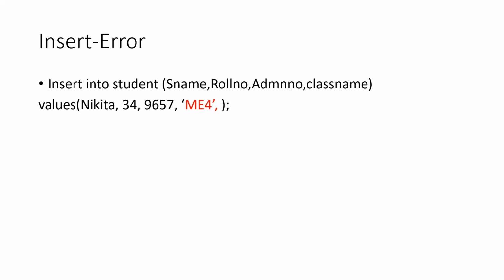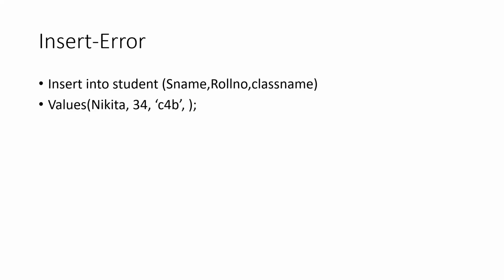Suppose I want to insert a new student, Shilpa, roll number 24, 9657, CS4. Is it possible? The admission number of Nikita is already given as 9657 and I am trying to insert the new value with the same admission number. Is it possible? No, it's not possible. Why? Because we have set admission number as the primary key in the database. So we cannot insert. In that case also, an error will be generated.